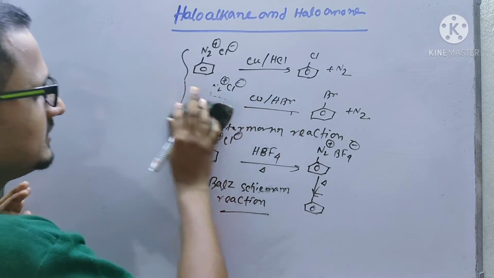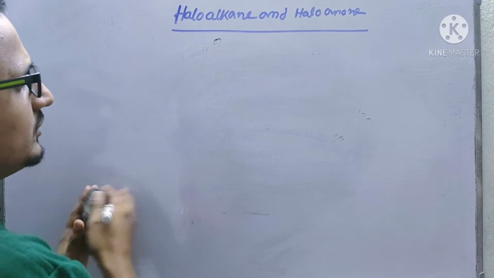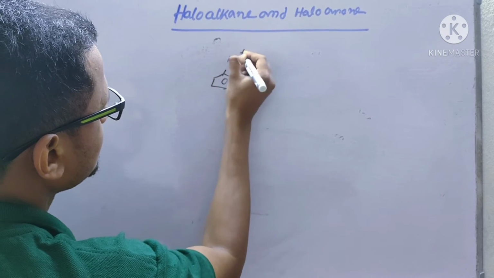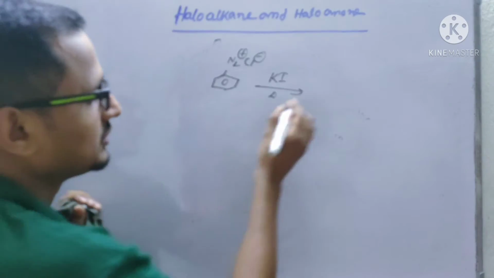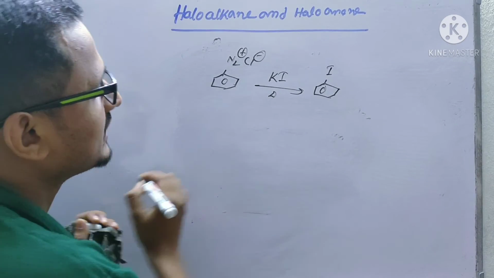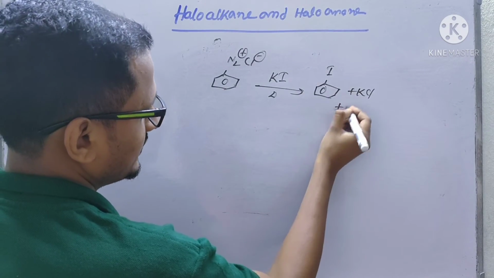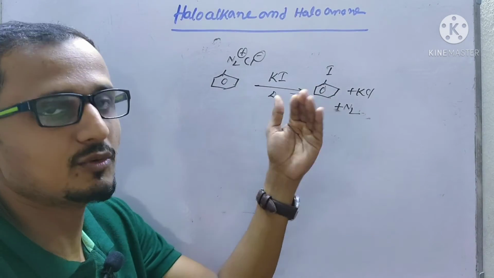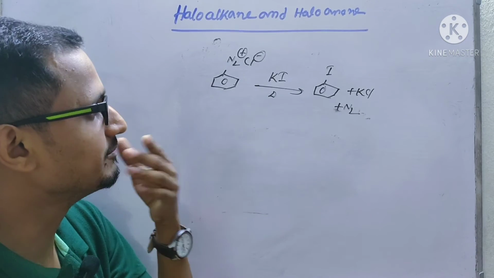Now listen here. You can prepare the iodobenzene also. Now how will you prepare? You have to treat this benzene diazonium chloride with KI, and you have to heat the solution so that you will get iodobenzene. With that you will get KCl, and N2 you will get also. So this is the method for formation of chlorobenzene, bromobenzene, iodobenzene, and fluorobenzene, and these all are very important.